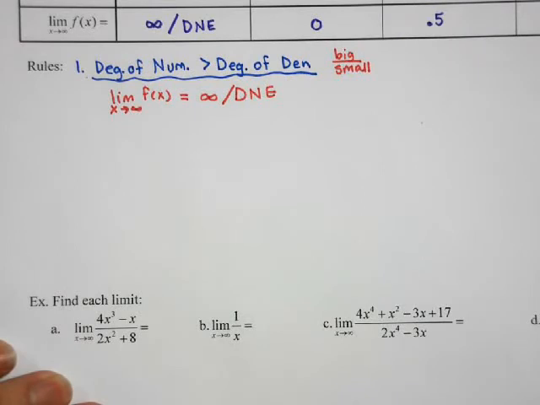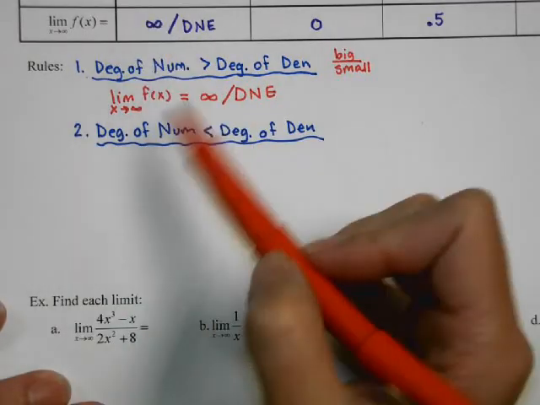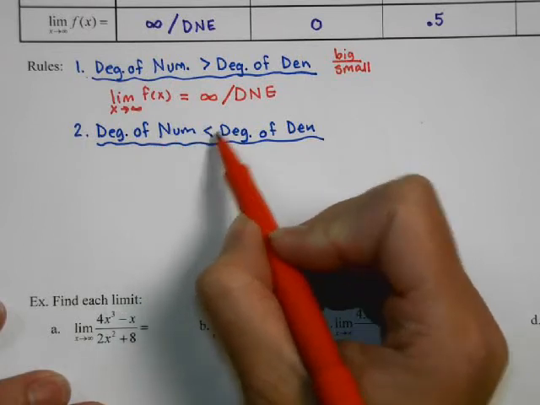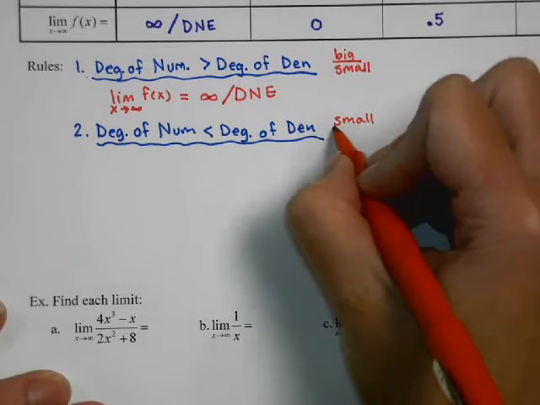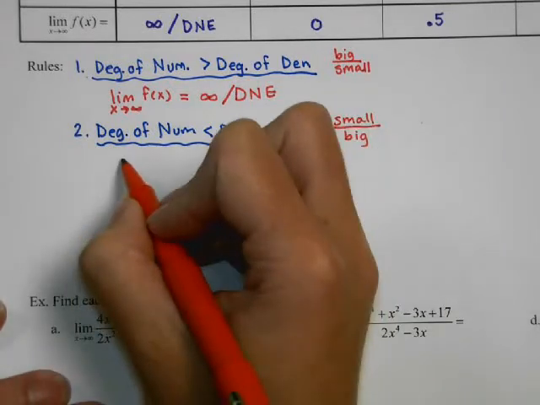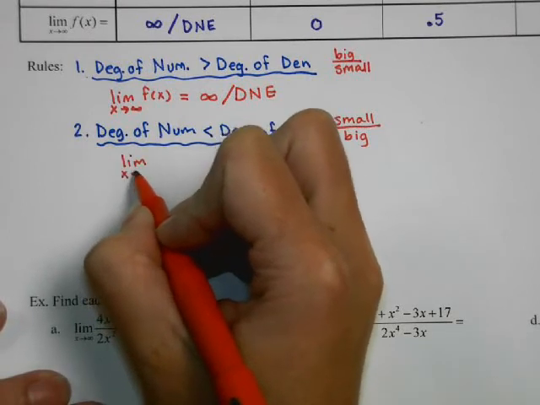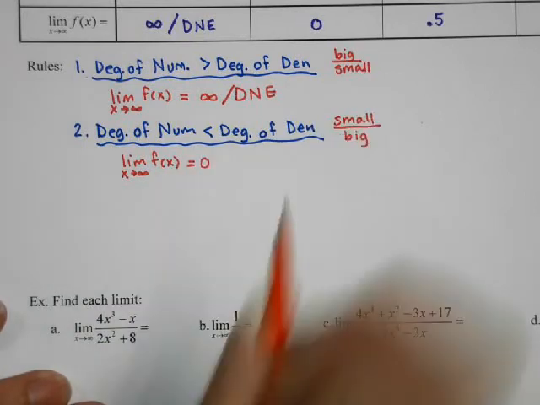Second case is if the degree of the numerator is less than the degree of the denominator. So essentially small over big. So in this case, the limit as x goes to infinity is going to be 0. Those numbers get smaller and smaller and smaller as the denominator grows.